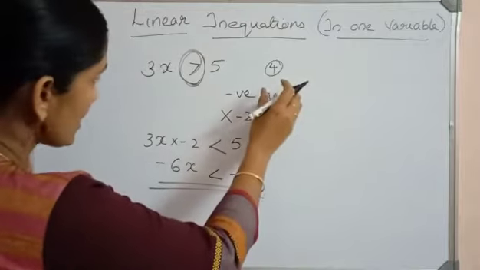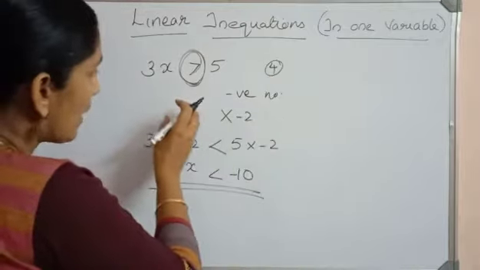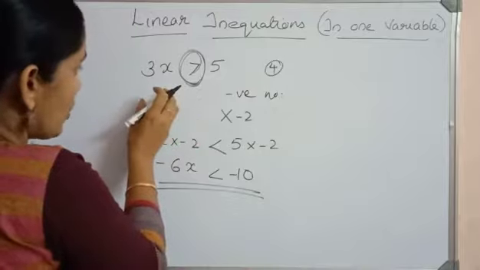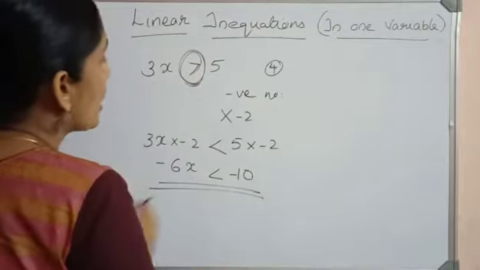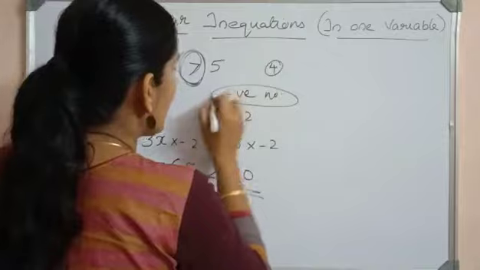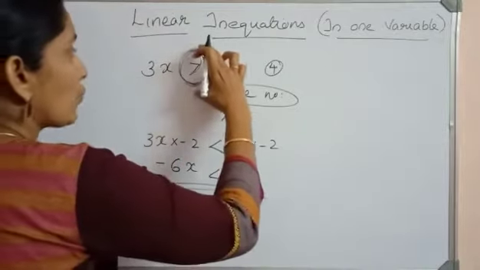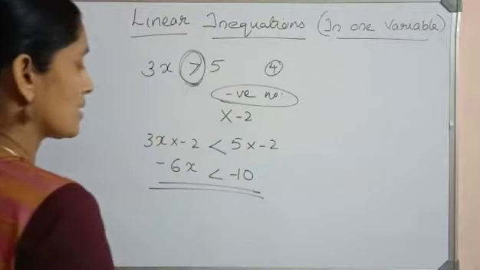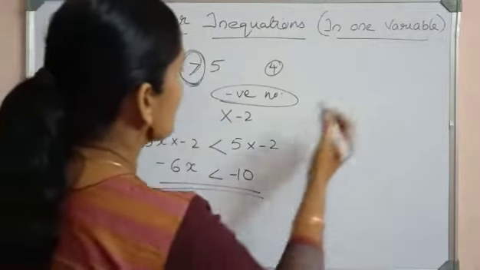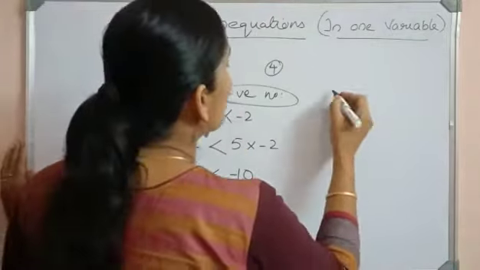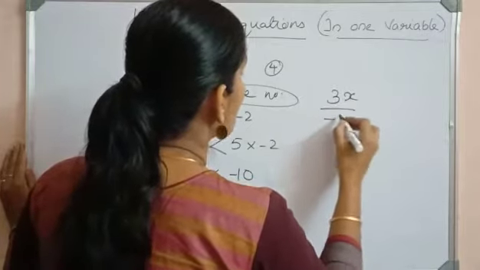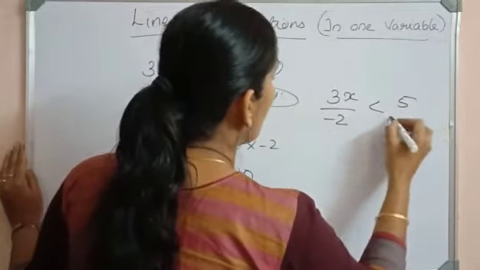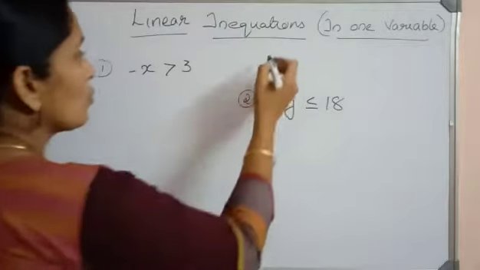So rule 4 says that whenever you are multiplying or dividing both the sides of any inequation by a negative number, the sign of the inequality reverses. In the same way, if you are dividing it by minus 2, you get 3x by minus 2 is less than 5 by minus 2. Next is rule 5.